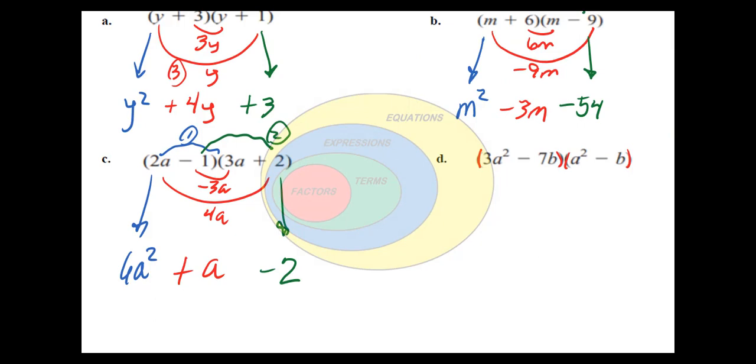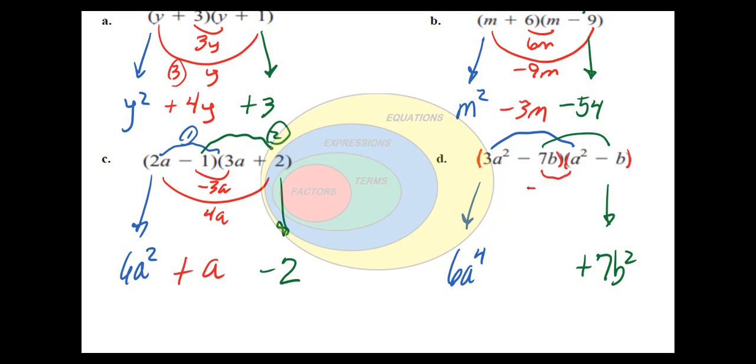All right, so the first two terms, we multiply those together. We get a 6a to the fourth as our first term. The last two terms, we multiply those together. Negative 7b times negative b is a positive 7b squared. In the middle two terms, then we have a negative 7b times a squared, or a squared b. And the outside terms, 3a squared times negative b is a negative 3a squared b.